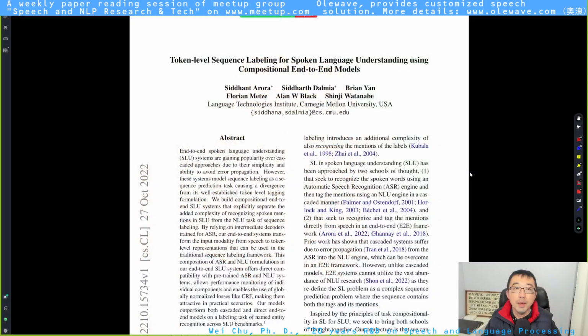We are a channel that's focusing on reading the latest speech and NLP publications, including the archived papers. And today, we're going to be reading the latest archive work. It's called Token Level Sequence Labeling for Spoken Language Understanding using Compositional End-to-End Model by CMU researchers.